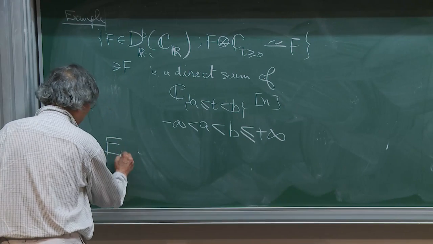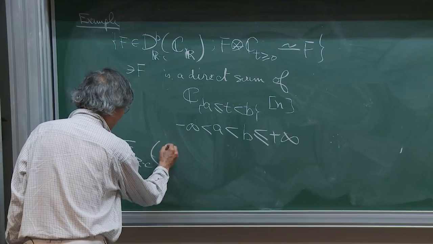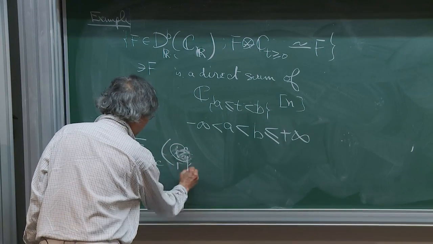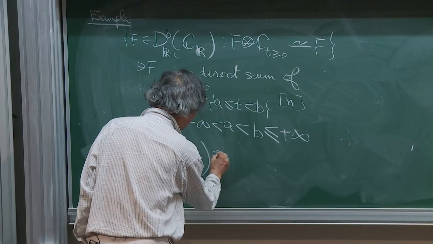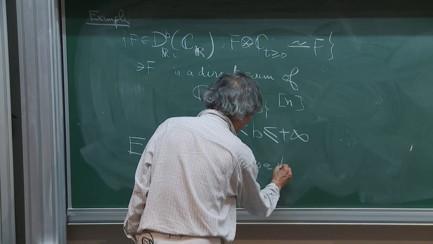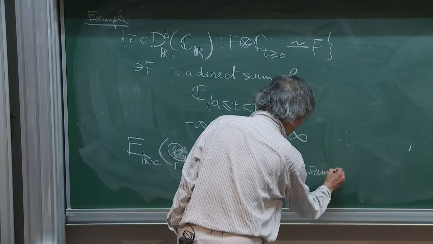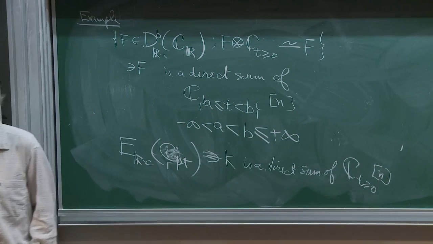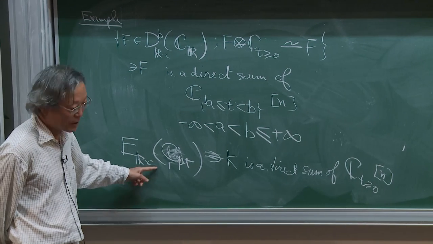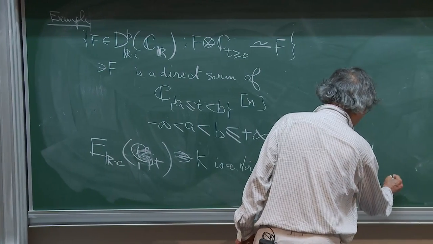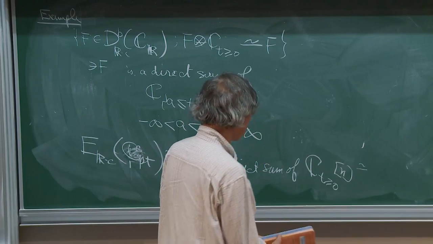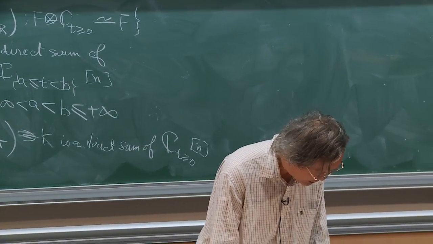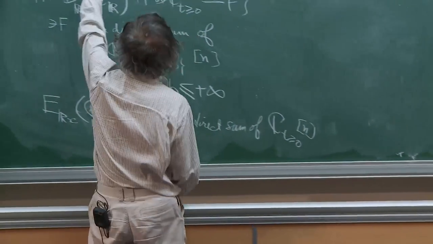Then E point, C point, or how I denote it, C point. So in fact any element is a direct sum of C n. So there is only one object and the translation. And so it is exactly the same as the derived category of C vector spaces of finite dimension. So that is a very small category in that sense, but in general it is not. So that is a solution.